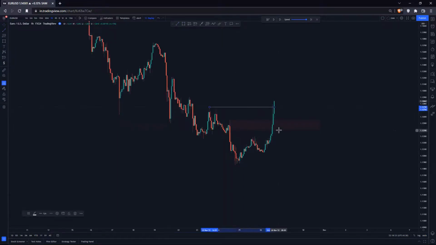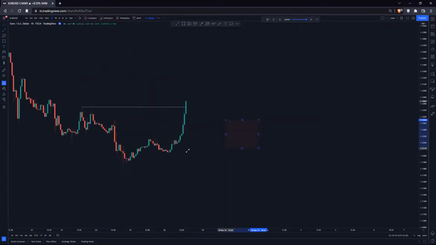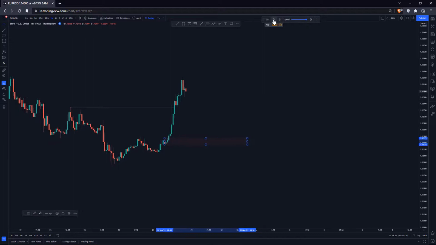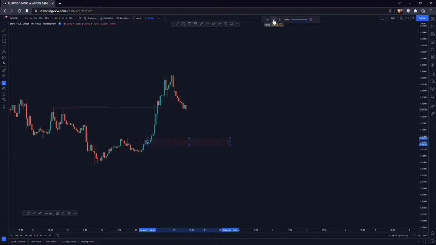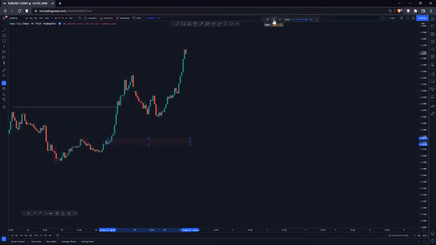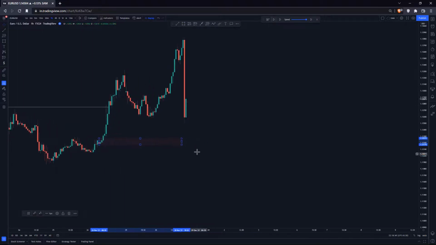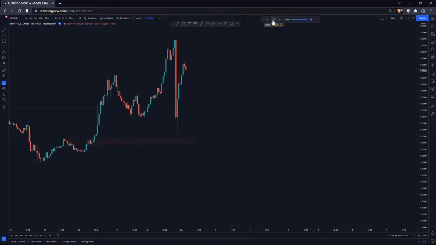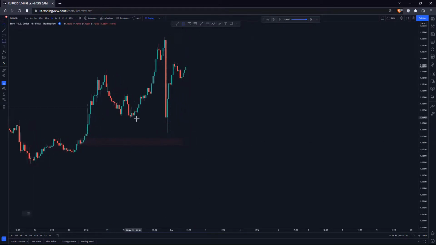So what we can do, we can shift our bias to demand. I would say this was the area from where the demand was generated. Let's see if price will tap. It's fairly high. I don't think it will respect now because it is creating some kind of lower lows. Oh, it is. Actually now we have broken this structure, so this would be our supply.